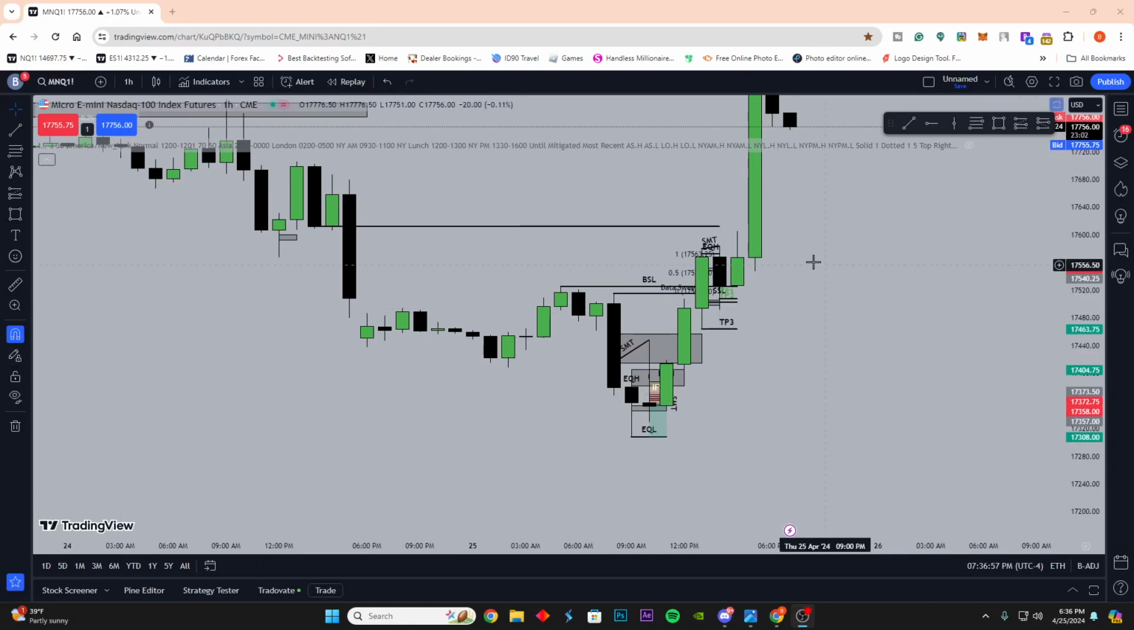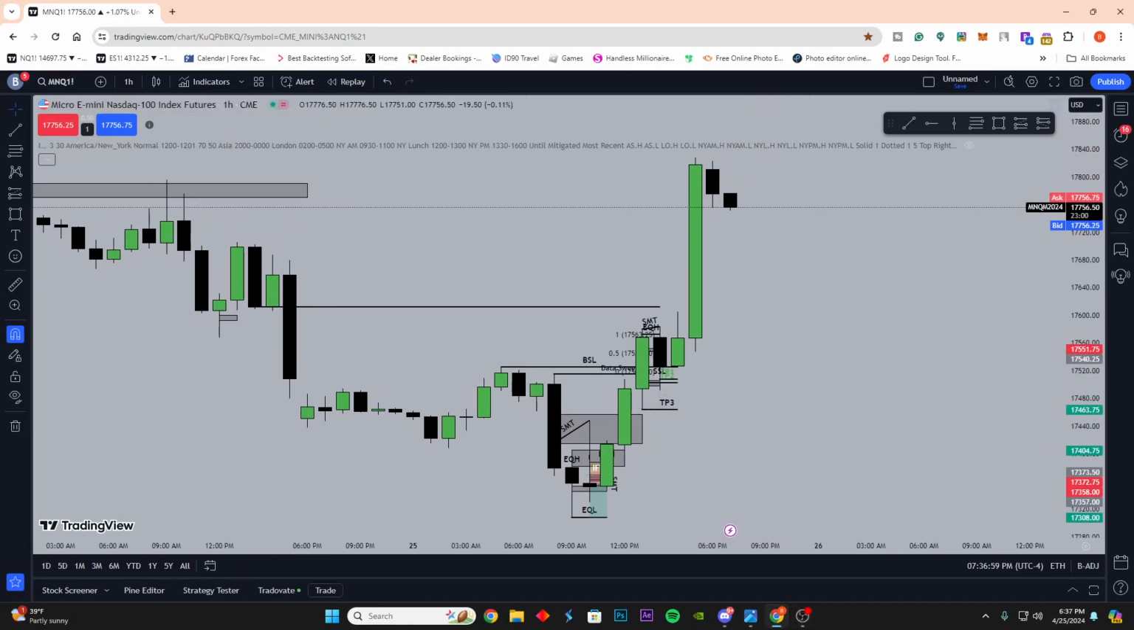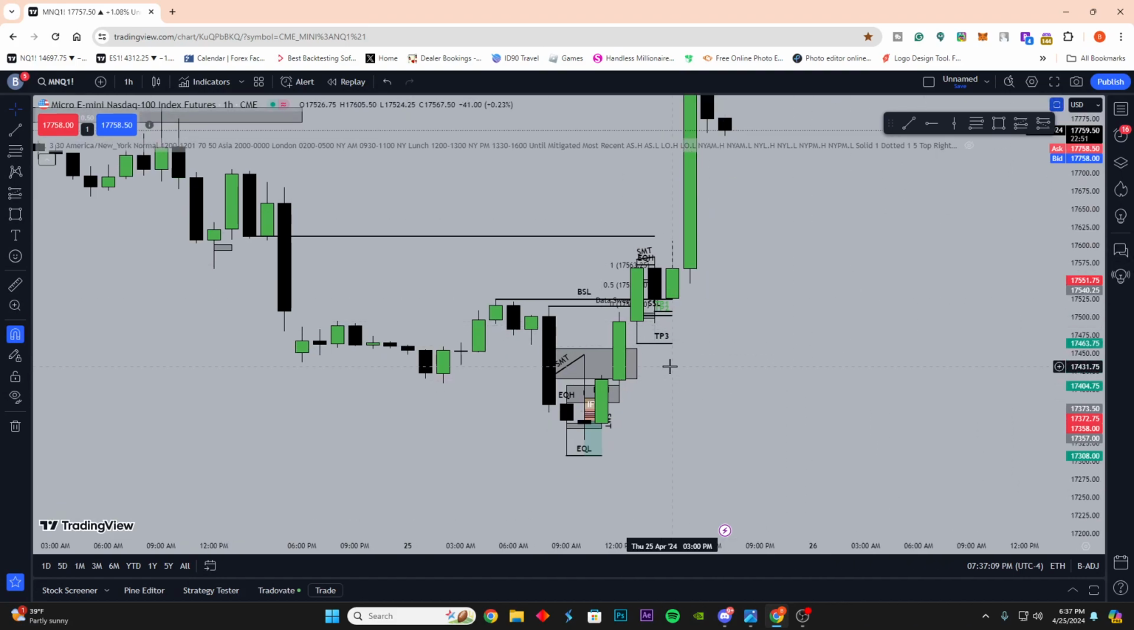Alright, jumping into today's NQ, or I guess MNQ. I just mainly call it NQ, but it's the same thing, just lower tick value. So jumping into today's NQ aftermarket analysis.